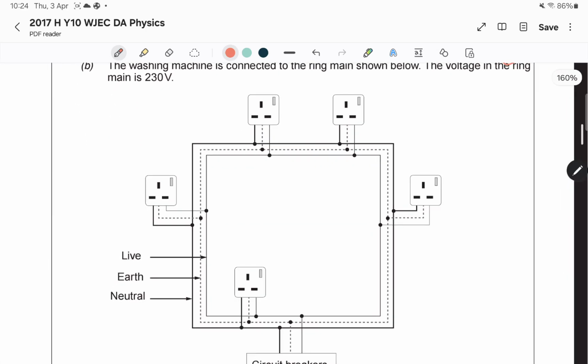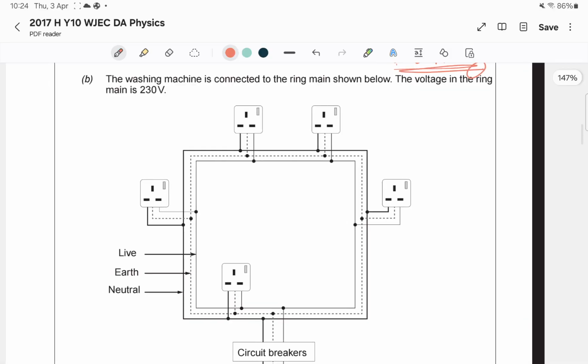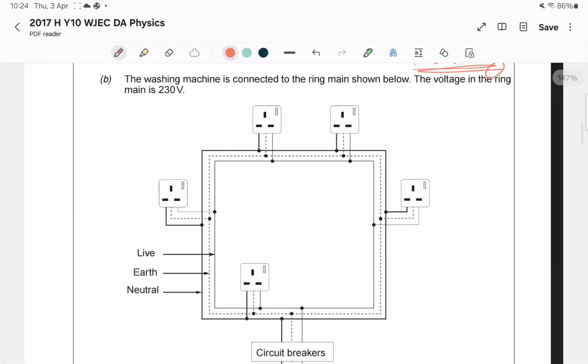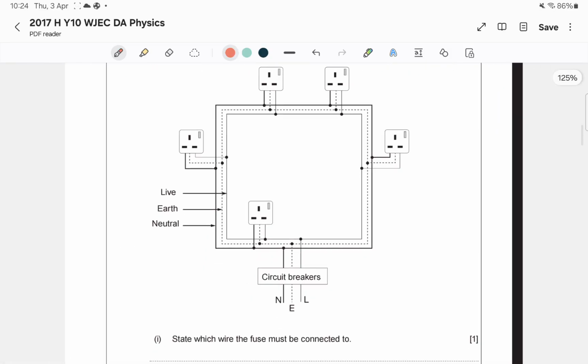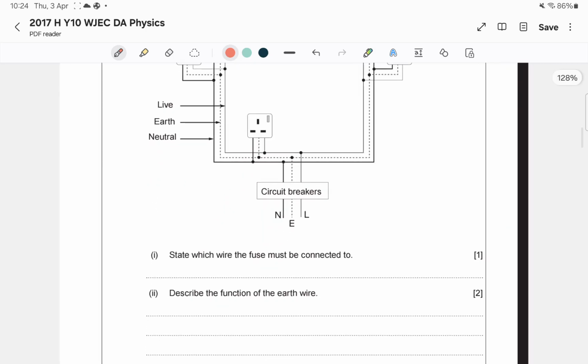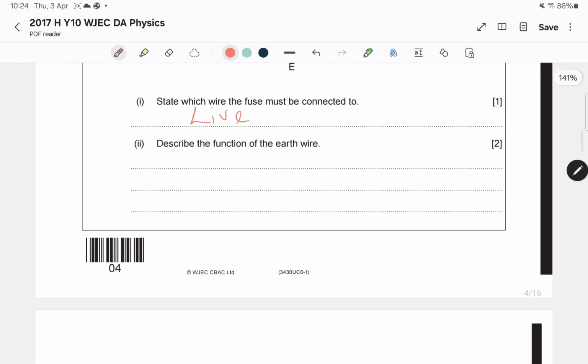The machine is connected to a ring main. The voltage on the ring main is 230. There are lots of wires. Which wire is the fuse connected to? The fuse should always be connected to the live wire. Describe the function of the live wire.